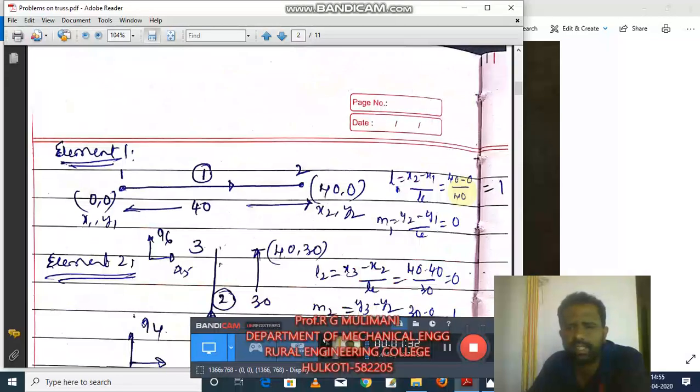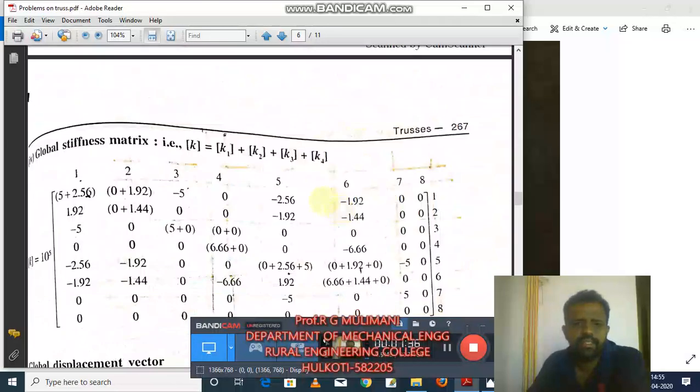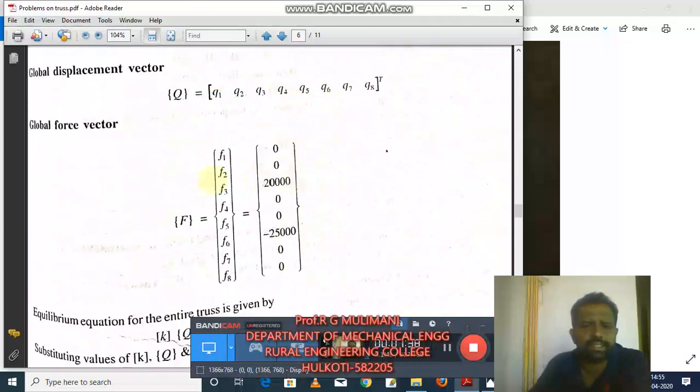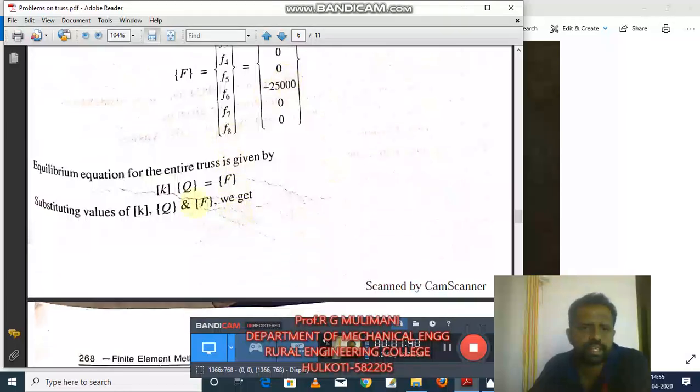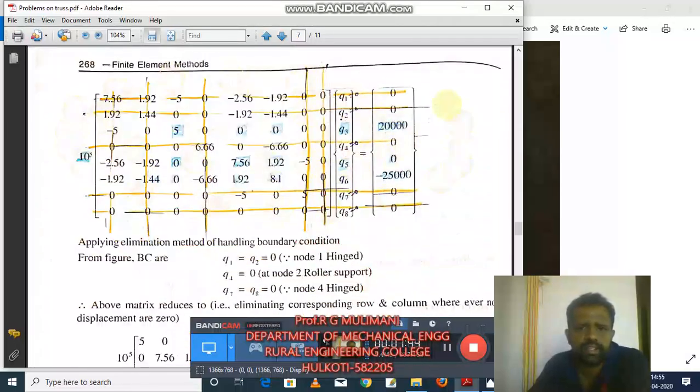These values are substituted in the force vector. Substituting the global stiffness matrix, force vector and nodal displacement values, we got this matrix. See here, by the elimination approach method we already know that if nodal displacement values are known, then the corresponding rows and columns can be deleted.